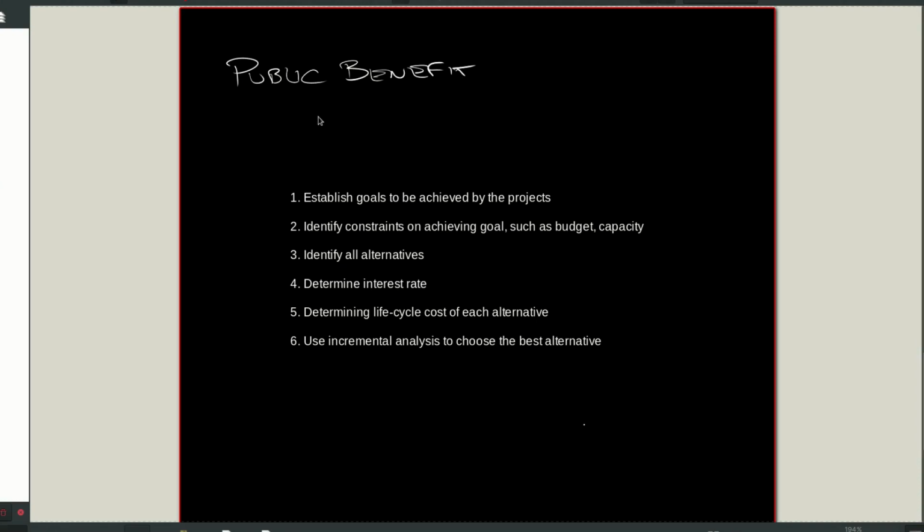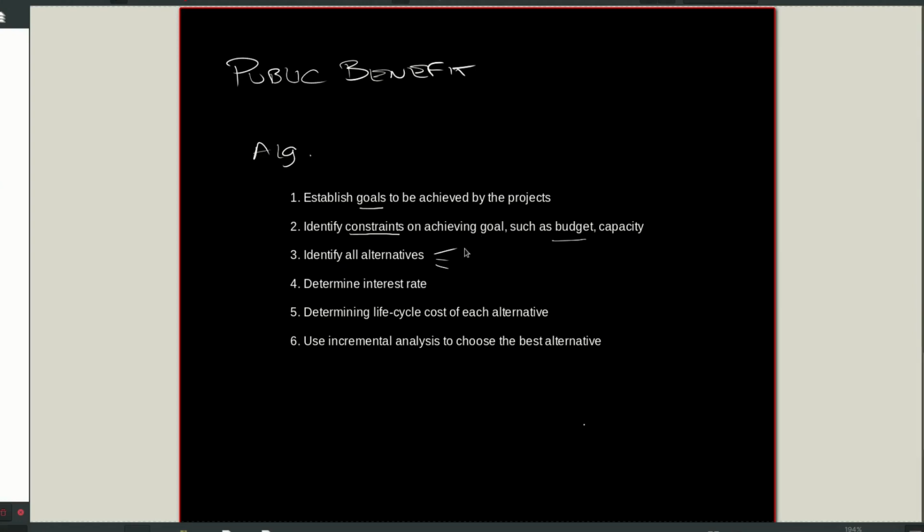So how do you go about selecting projects? So this is our algorithm for evaluating public sector projects. Of course, every project needs a goal. Whether you're building a museum and your goal is informal education and entertainment and recreation, or whether you're building a bridge for transport or whatever. In order to do that, you have to identify your goals, the constraints and variables on achieving that, which of course includes your budget, and then from that, identify alternatives.